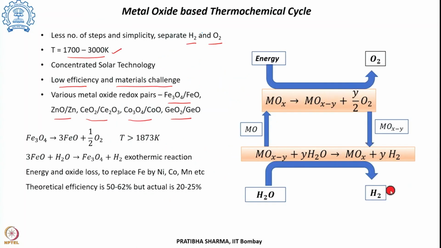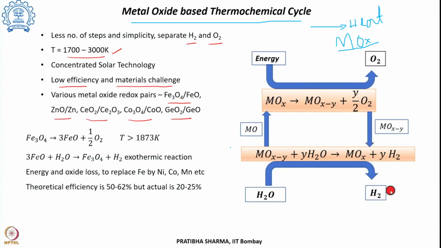This is the metal oxide based thermochemical process. Here the input is heat energy as well as chemicals like metal oxide, MOX. Some metal oxide is used. By using this heat and metal oxide, water can be split into its hydrogen and oxygen.